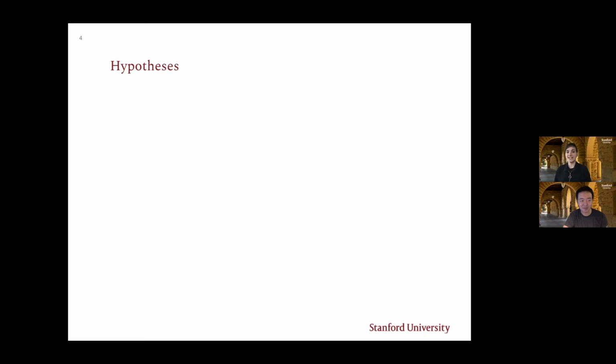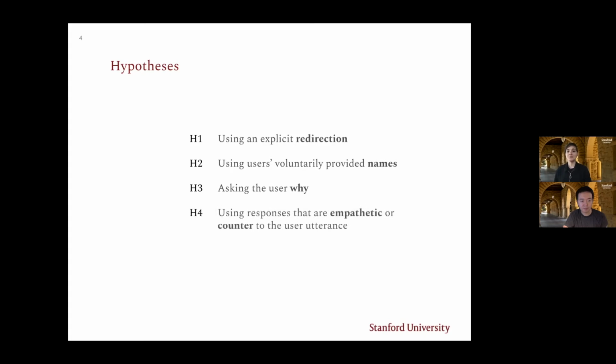We hypothesized that when responding to an offensive user remark, the following could be useful in reducing the user offensiveness. First, using an explicit redirection. This way, the user's attention can be moved away from the offense and the conversation can continue in a less negative direction. Second, using the user's voluntarily provided names when responding. This can cause the user to be more receptive to the agent's ask to not engage in an offensive dialogue. Third, asking the user why they have made an offensive remark. This can invite the users to reflect on their remarks. Fourth, finally, using responses that are empathetic or counter to the user utterance.